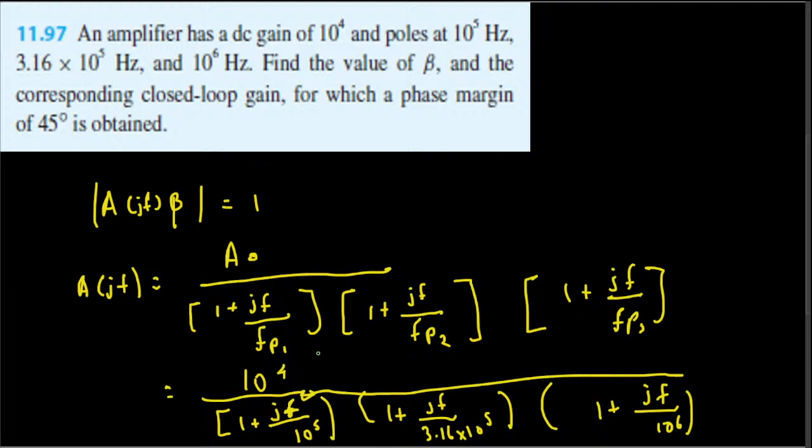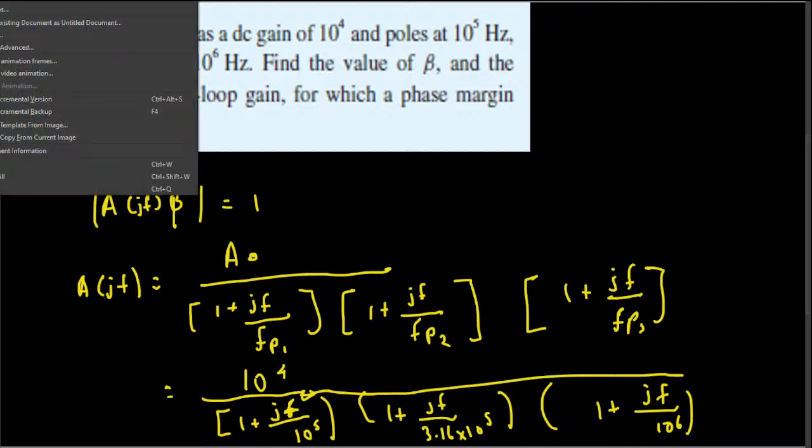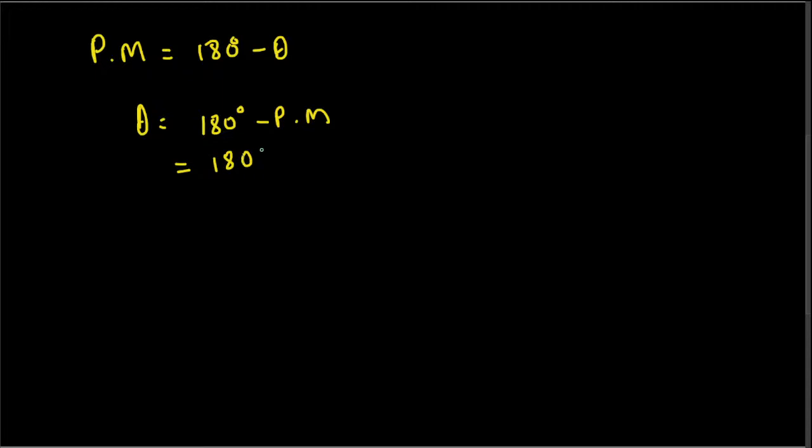To find that, we can use the phase margin of 45 degrees provided to us, because the phase margin helps us find the angle. The phase margin is nothing but 180 degrees minus theta, and from this we can find the theta angle, which is 180 degrees minus the phase margin. They have provided the phase margin to be 45 degrees, so theta will be 135 degrees.